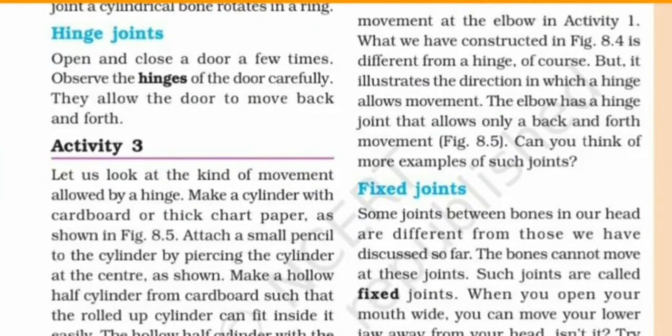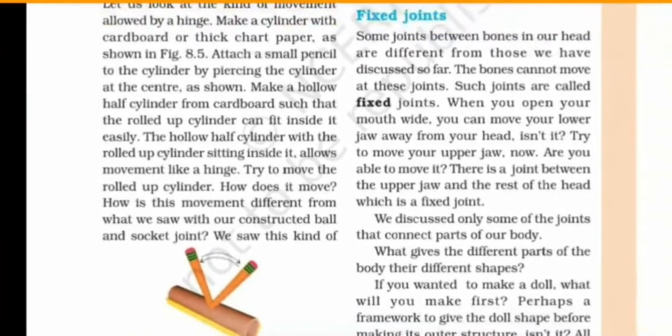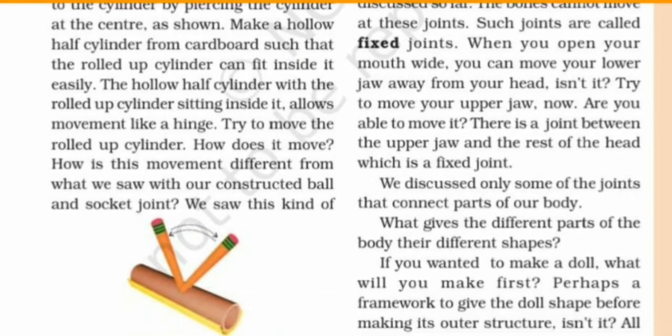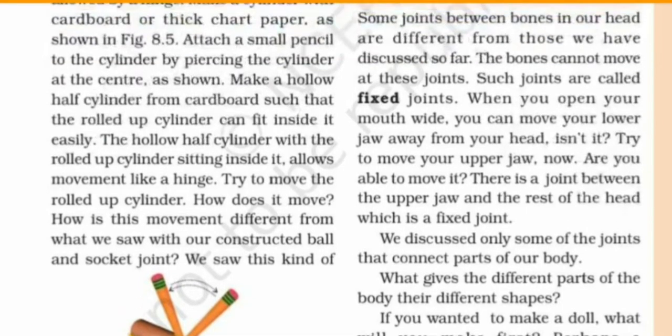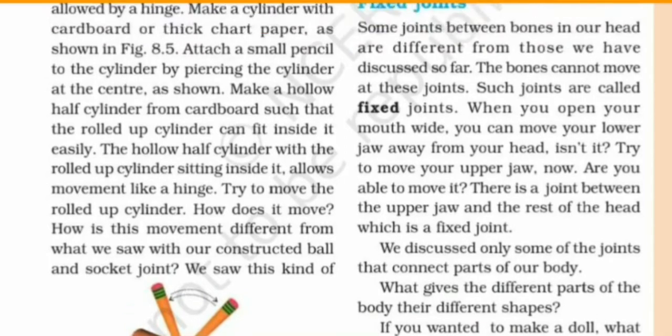Now see activity 3. In activity 3, you have to create a model, like the one we already created for the ball and socket joint. In a similar way, you have to make a cylinder with cardboard or thick chart paper. Afterwards, you have to attach a small pencil to the cylinder by piercing the cylinder at the center with the pointed part of the pencil. You have to attach only one pencil.